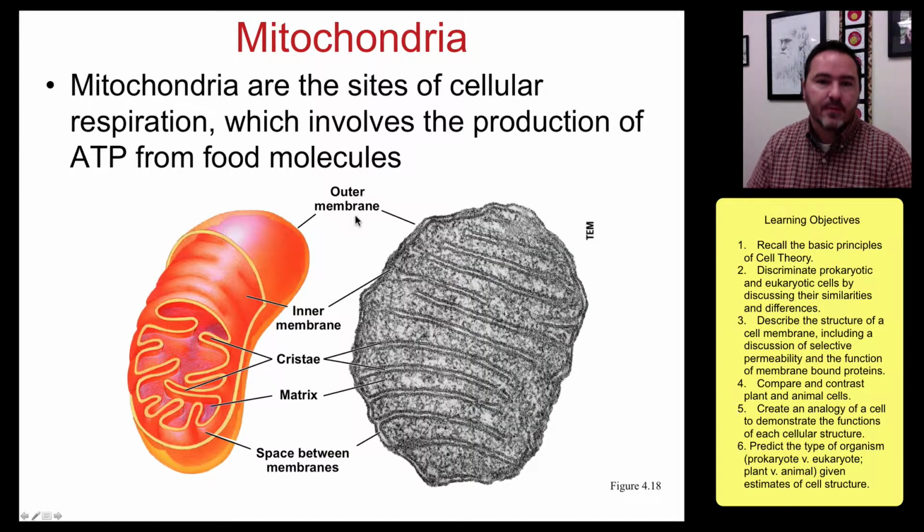The mitochondria are the sites of cellular respiration, and so this is where you produce the energy source of the cell, which we call ATP. And this is always derived from food molecules or from sugar molecules. And so sugar is broken down, and the result is the energy source of the cell, ATP. And it also has an inner and outer membrane, and it has this inner folding.